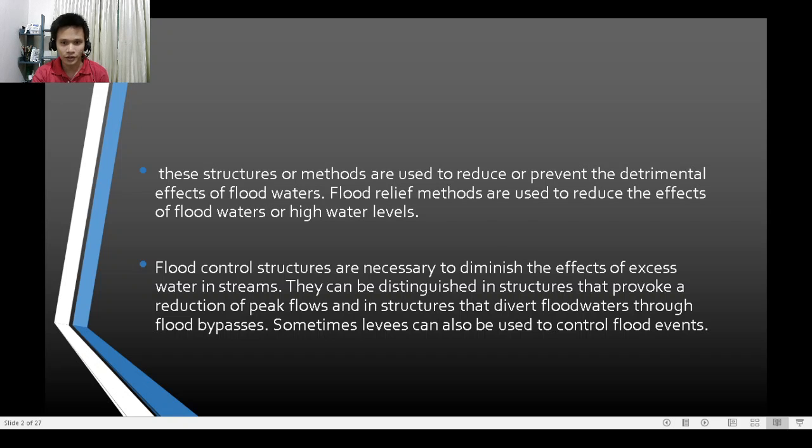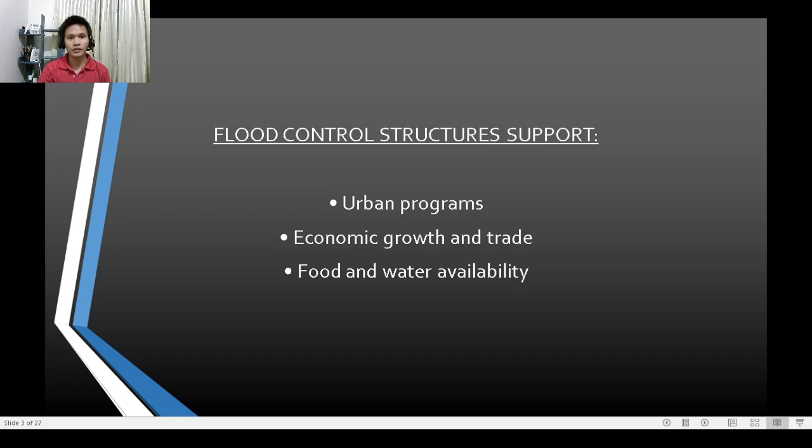So discuss na to na taod-taod. Flood control structures support urban programs. Kani siya nga mga programs is related to cities and economic growth and trade. So mga farmers sa mga agriculture and more. So food and water availability ang last nga ginasupport sa flood control structures.